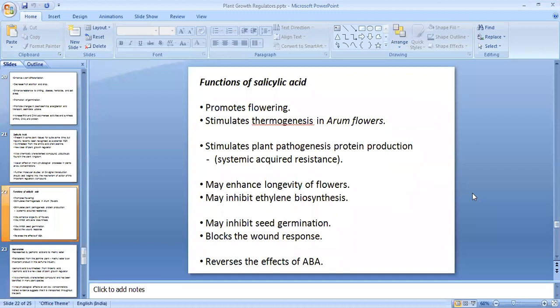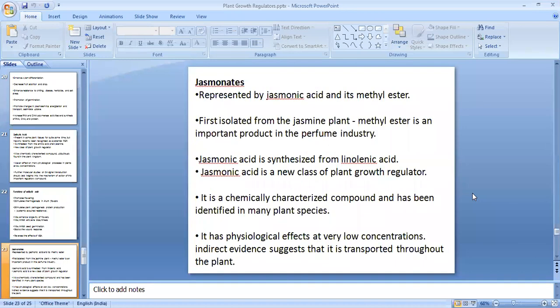And the last class of plant growth regulator, which was discovered in the later stages, is the jasmonates. What are these jasmonates? They are represented by jasmonic acid and its methyl ester. These jasmonates were isolated from jasmine plants. The methyl ester of jasmonic acid is an important product in the perfume industry. Jasmonic acid is synthesized from linolenic acid, and it is a new class of plant growth regulator. It is a chemically characterized compound, identified in many plant species apart from jasmine, and it has many physiological effects at very low concentrations.